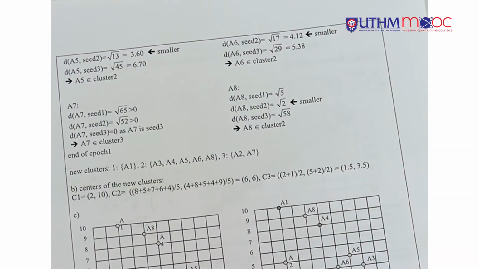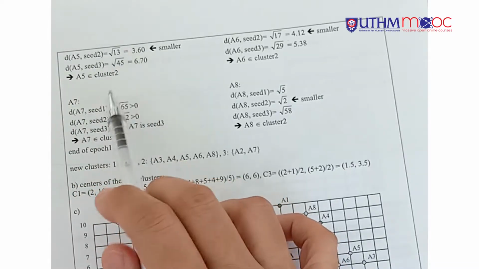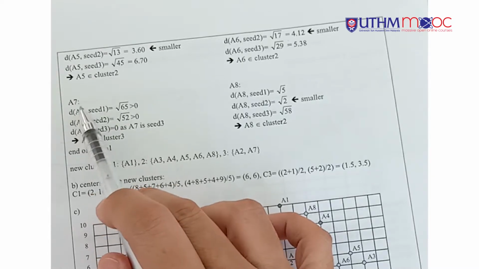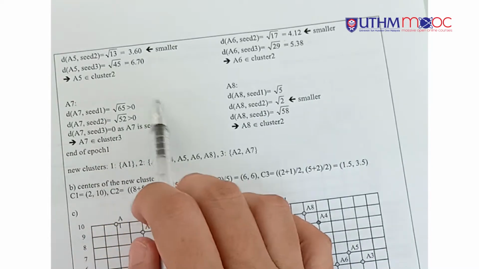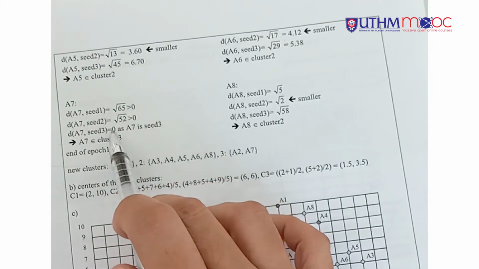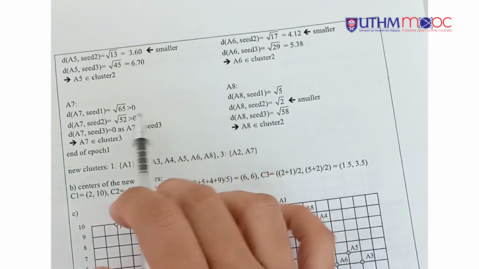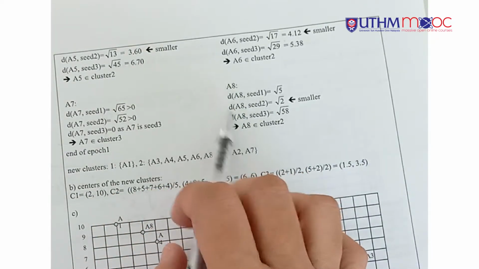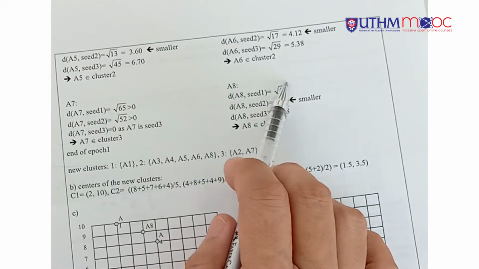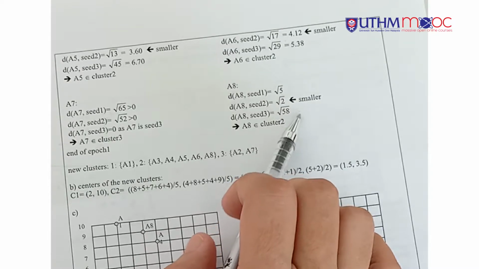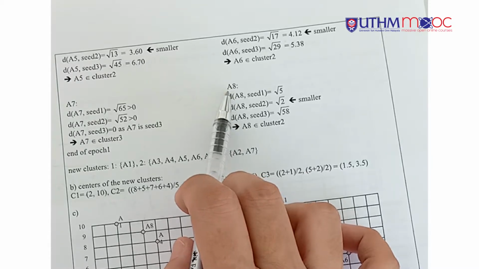So if we continue doing this, finally we calculate A7. What is the distance between the point A7 and seed 1, A7 and seed 2, A7 and seed 3? We want to find the smallest value. Of course, 0 is the smallest value. So A7 is in cluster 3. Then finally A8. This is already the seed. Okay, so finally A8, the distance between A8 and the first seed, second seed, third seed: the square root of 5, the square root of 2 and the square root of 58. The square root of 2 is the smallest, and therefore item A8 will belong to cluster 2.